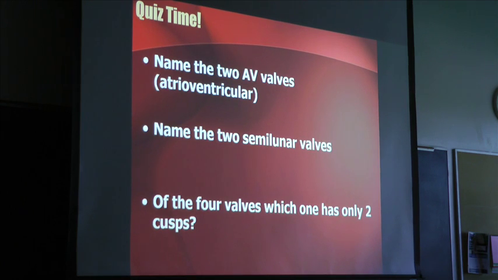All right, quiz time. Name the 2 AV valves. It's the one on the right. Very good. So mitral and tricuspid. Which one's on the right? Tricuspid. And I remember T-R-I. R-I is like right. So tricuspid is on the right. And the mitral is on the left.